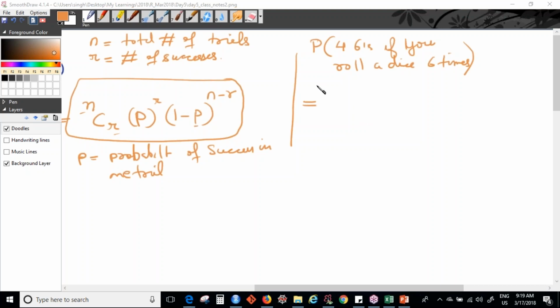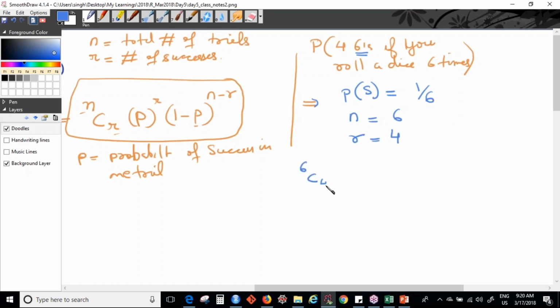Let's break it into smaller pieces. What is the probability of a success here? If you roll a dice, what is the probability of your success? Now we are looking at sixes. Yeah, it is 1 by 6. So you have given the answer itself. Of course, your probability of success is 1 by 6. What is your n? n is 6. What is your r? r is 4. So you have found your terms. Now you can easily compute the answer.